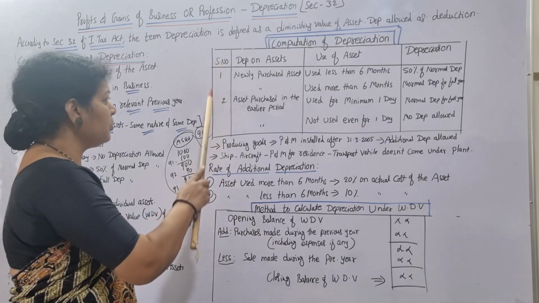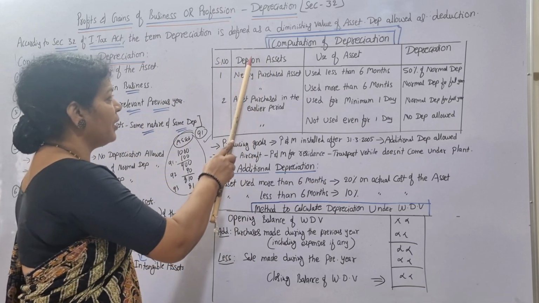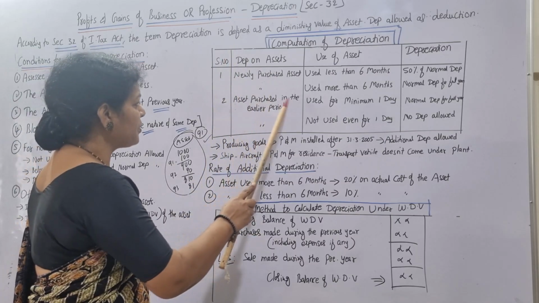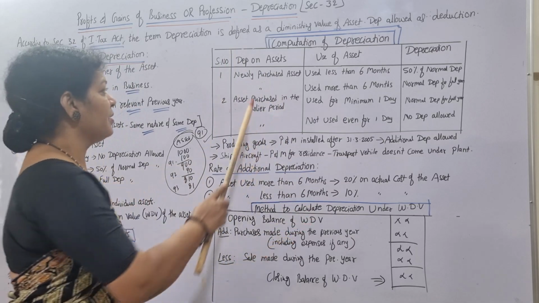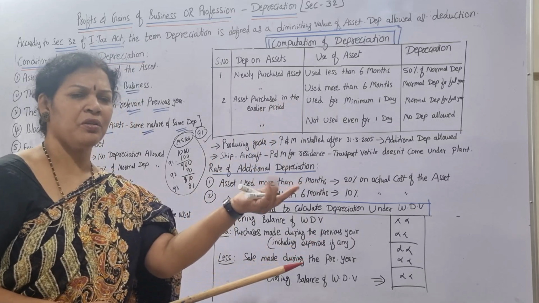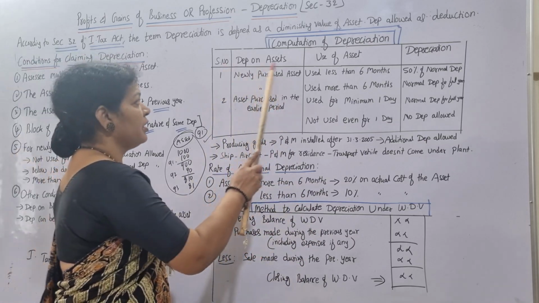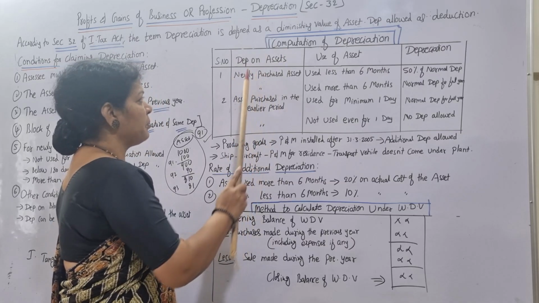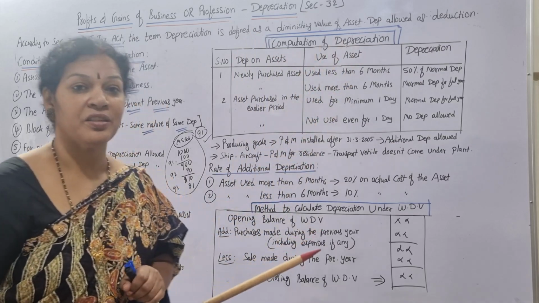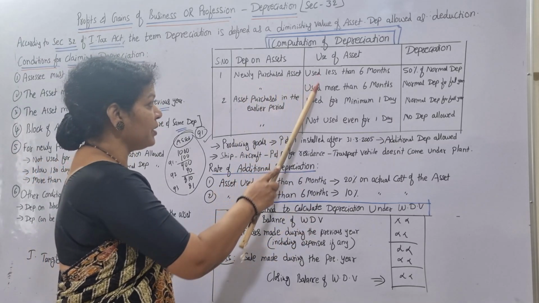First, two items you have to remember. One is depreciation on assets. Under depreciation of assets, there are newly purchased assets and assets purchased in the earlier period. Assets purchased in the earlier period means before that you have purchased it, and already you have been using it. This is a newly purchased asset. Depreciation on assets, what type of asset? Two types of asset. And the next column is use of asset. How are you using this asset? Newly purchased asset, we can use it in two ways.